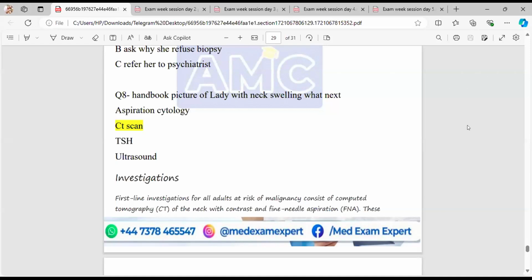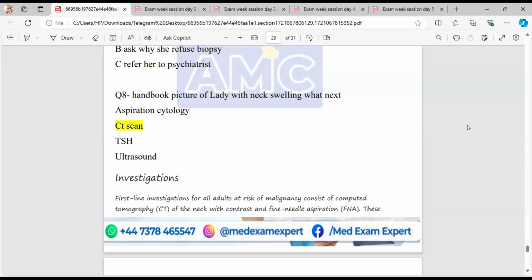Maybe this question comes with only the picture. So if only the picture is there and you see that the swelling is on the neck, then mark CT scan. Mark your answer according to the RCGP guidelines.